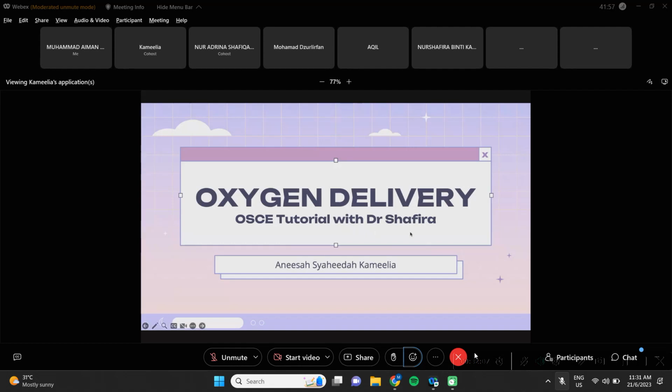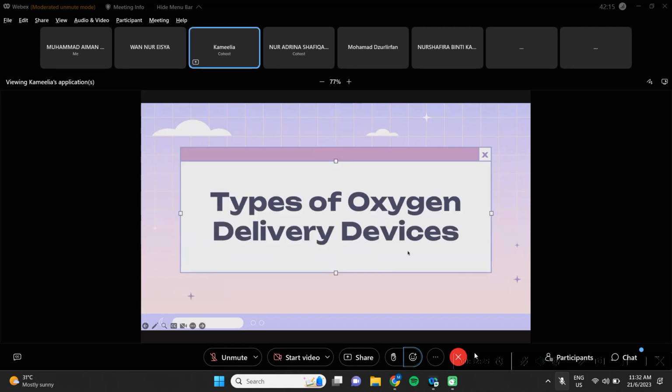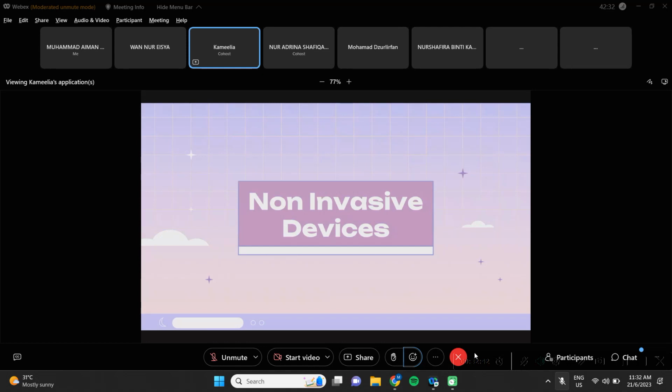Okay, so as we all know, we need oxygen for cellular respiration in our bodies, and thus it is essential for cellular function and life itself. Thus, for various different reasons, the amount of oxygen our patient is receiving isn't enough. Then we need to increase the level that is being delivered to them, and we have many different ways of doing so. The first category is non-invasive devices. In order for a patient to be able to utilize a non-invasive device, they need to be spontaneously breathing.